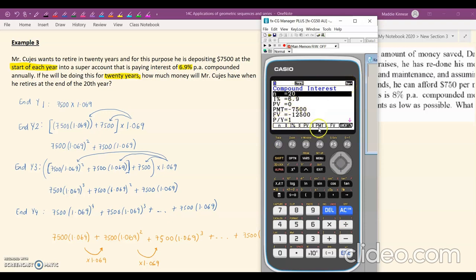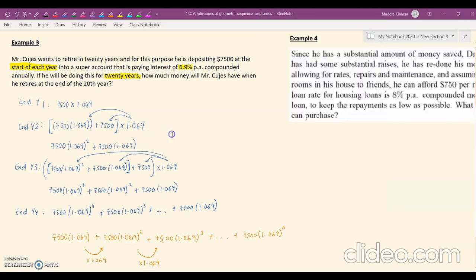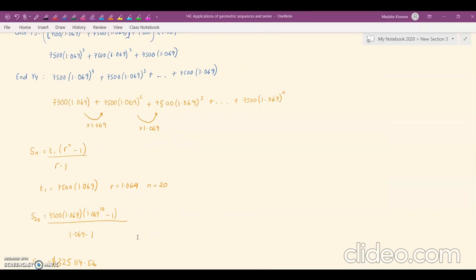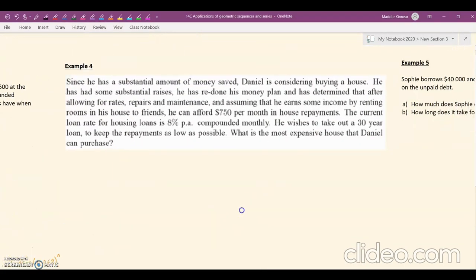We actually want to then find what is the future value of this. So if we now press FV, we can see we get that same answer of $325,114.56, and we can see that down here as our value. Okay, so moving on to the next example then.